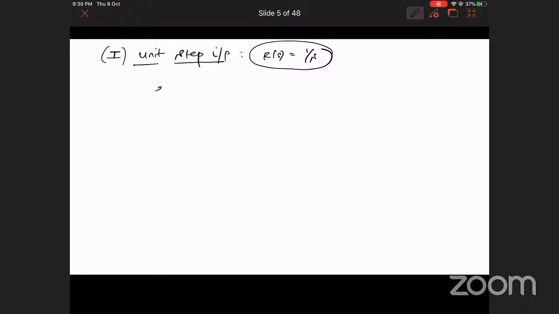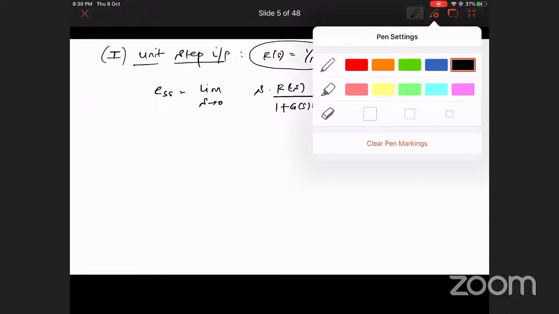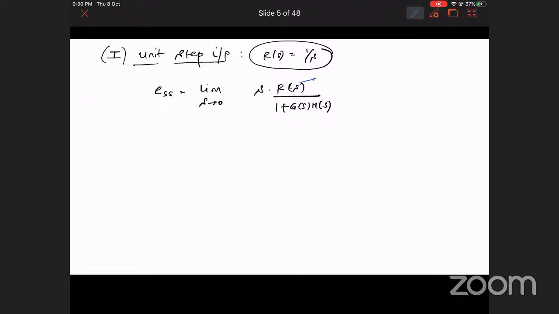So the ESS that we have derived, what was that? It was limit s tends to 0, s into R of s whole divided by 1 plus g of s, h of s. Yes or no? Next, can't you see R of s value is equal to 1 upon s? So let me substitute.